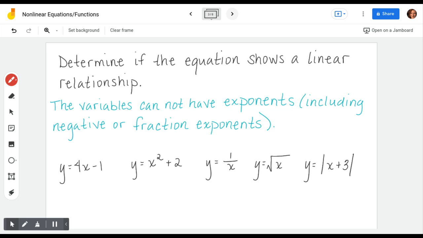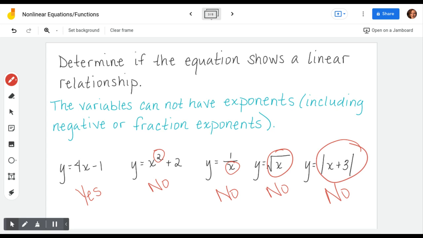So the first one that I have there is good. It's just a y, it's just an x. The second one is a no because I've got an exponent on that variable. The third one is a no because the variable's on the bottom of a fraction. The next one is a no because it's inside the square root. And the last one is a no because it's inside an absolute value. It's only going to be a straight line if it's just a y and just an x. Okay?